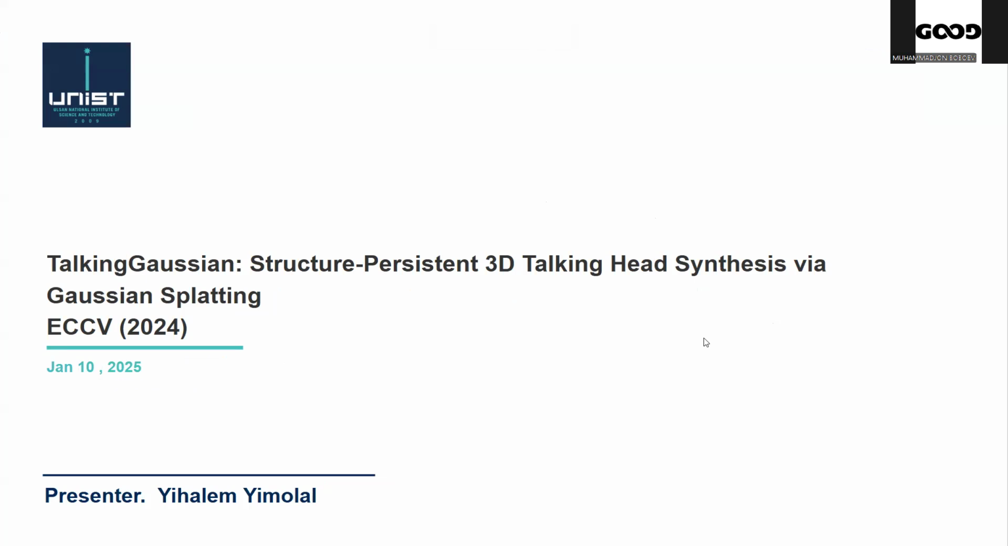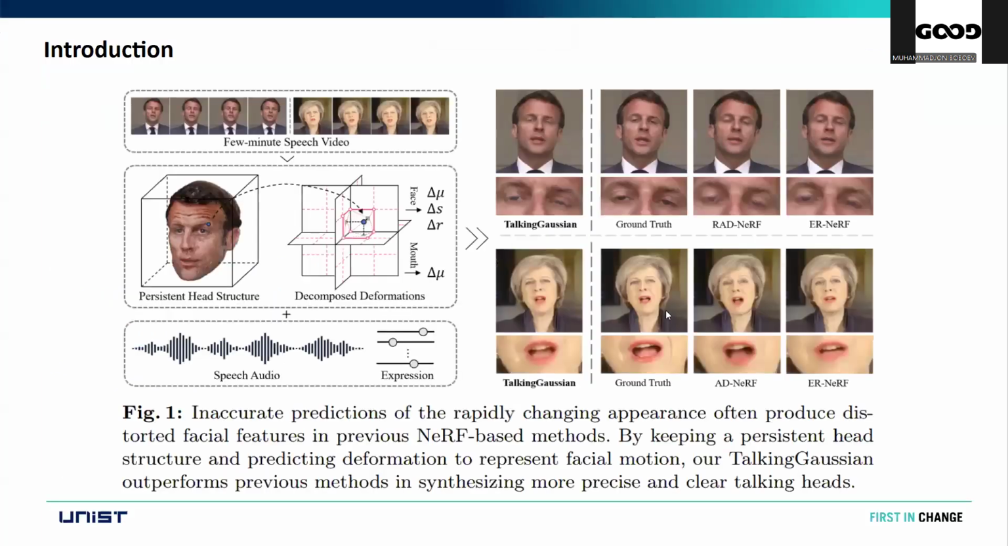For today, I'll be presenting this paper titled TalkingGaussian: Structure-Persistent 3D Talking Head Synthesis via Gaussian Splatting. It was published in ECCV 2024. Okay, so first let us see what the motivation and the task they are trying to achieve are.